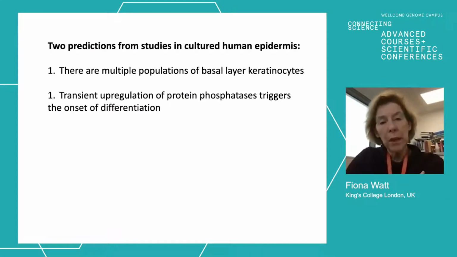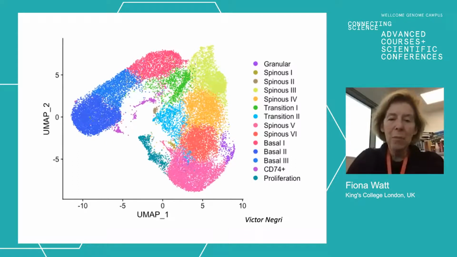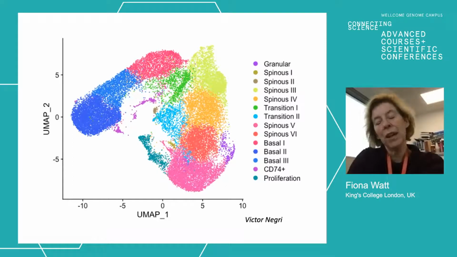So two specific predictions from our work were the existence of multiple populations of keratinocytes in the basal layer. We've previously hypothesized that there might be two different populations of stem cells in addition to the committed cells, and also the prediction that transient upregulation of protein phosphatases like DUSP6 and DUSP10 plays a role in transitioning into the suprabasal layers.